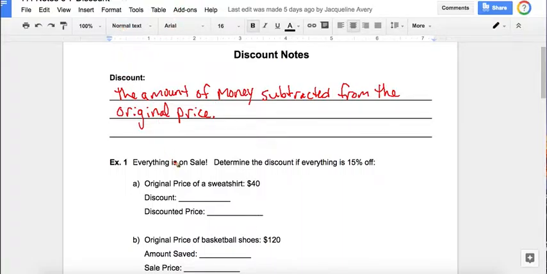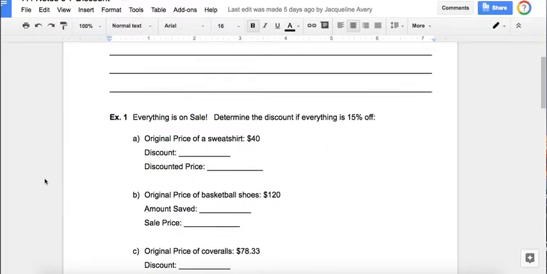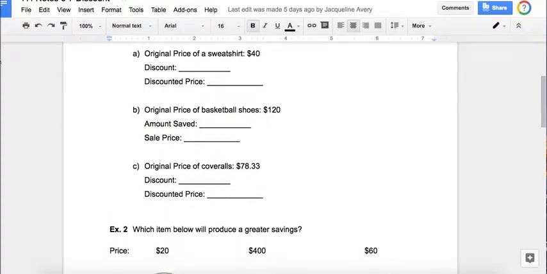Okay, so now let's look at some examples here. Okay, it says everything is on sale. Determine the discount if everything is 15% off. That means we're going to take 15% off of the original price. Okay, so here is number one. The original price of a sweatshirt is $40. We have the discount is going to go right here in the discounted price. Okay, and what does discounted price mean? That's another way of saying what is the total.